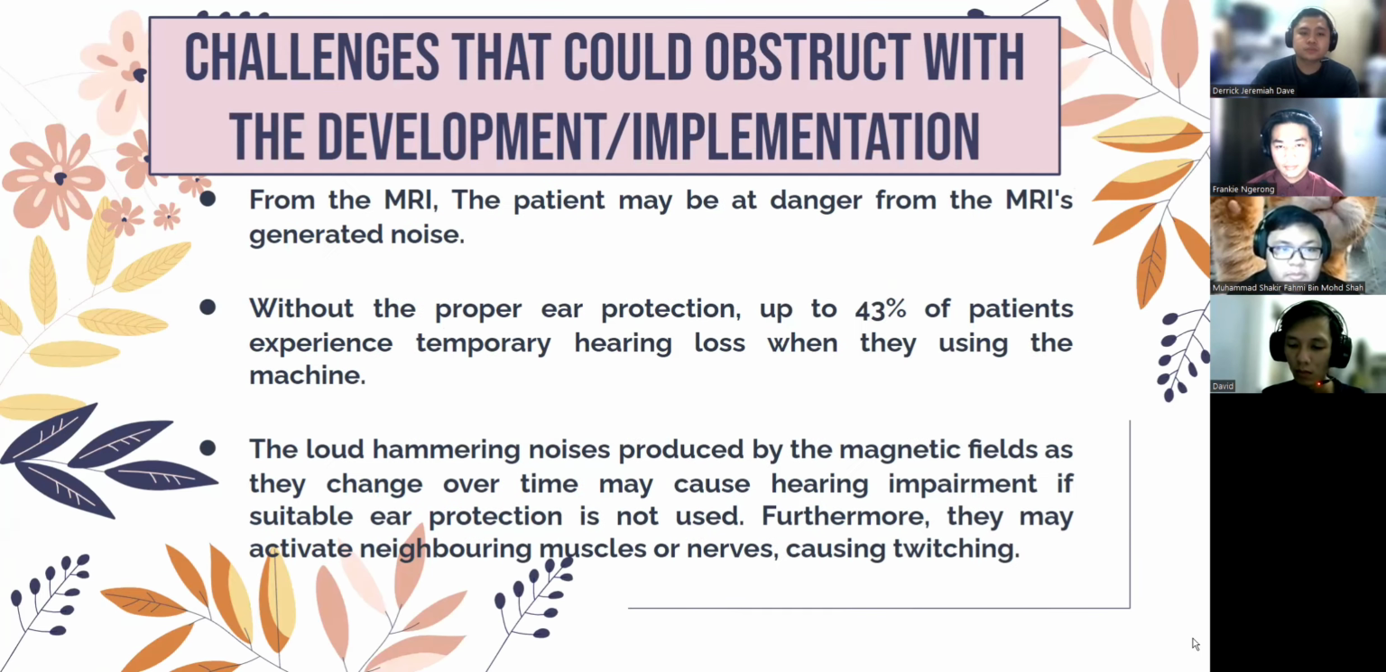From the MRI, the patient may be at danger from the noise it generates. Without the proper ear protection, up to 43% of patients experience temporary hearing loss when using the machine. The loud hammering noises produced by the magnetic field as it changes over time may cause hearing impairment if suitable ear protection is not used. Furthermore, they may activate neighboring muscle or nerve, causing twitching.